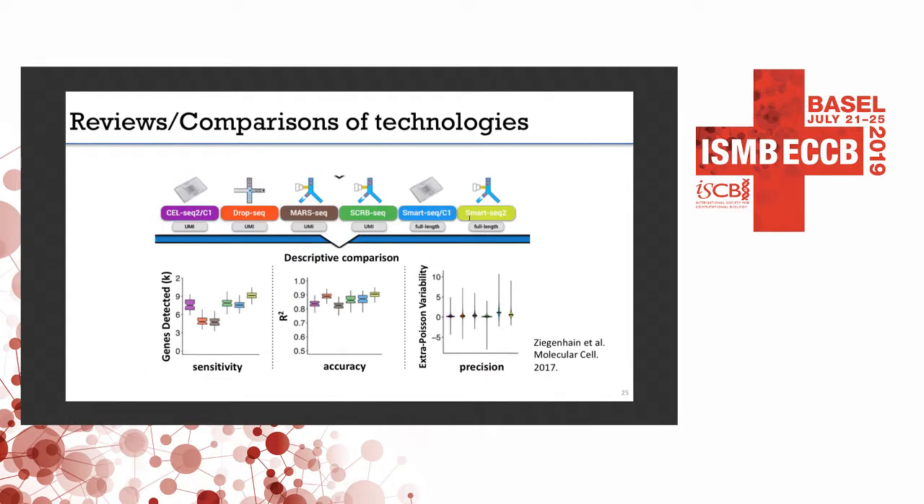So there's a number of different reviews of the technologies that are out there. I just included this one for reference, but they look at how many genes are being detected by some of these methods. So here's just a few of them listed up here. And then also at the accuracy, so if you have multiple cells, how reliably is that gene going to be detected? And then looking at the amount of extra variability that's present in the data. And so overall, the droplet methods do detect fewer genes. So this is an average of about 5,000, whereas the full-length protocols typically detect about 8 to 10,000 genes. That's one of the major differences.